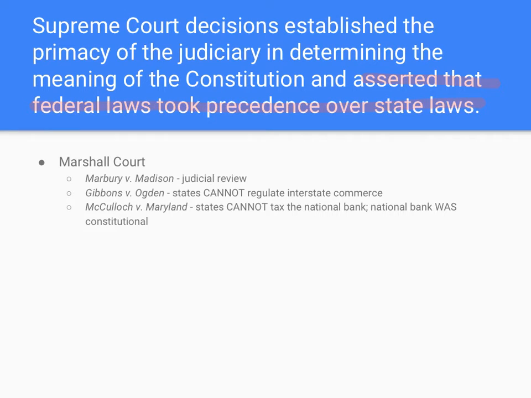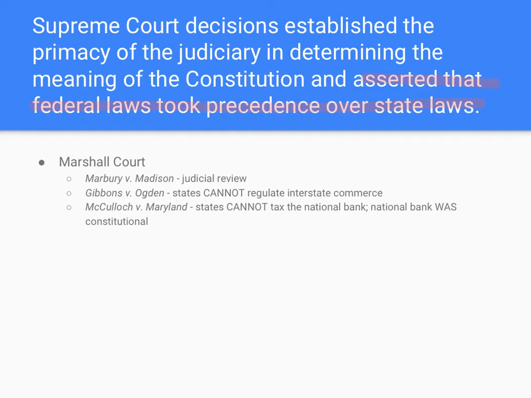So Marshall definitely sided with the Federalist Party and interpreted the Constitution in such a way that gave the federal government more power than the states. And these decisions set that precedent so that later Supreme Court decisions are often more likely to support that interpretation of the Constitution. Although we'll see that our interpretation of the Constitution changes over time.